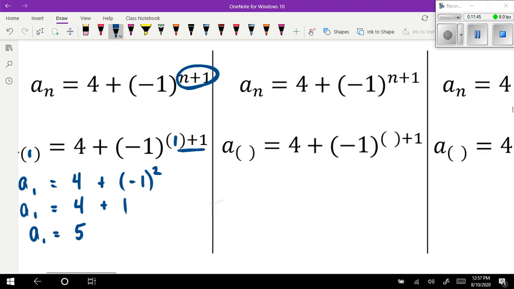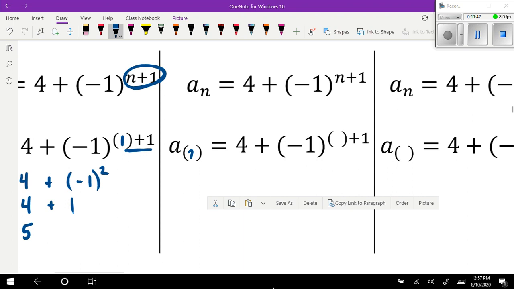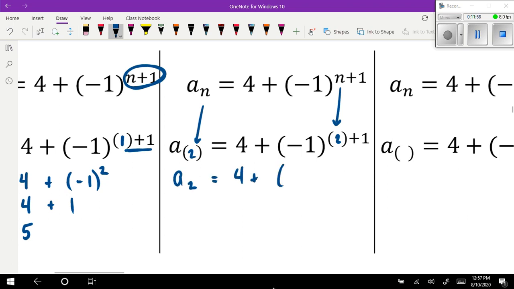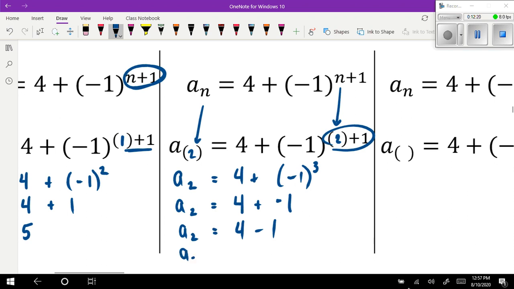Okay, let's move on to a sub 2. So I'm going to put a 2 anywhere I see an n. See that? n is 2 for my second term. So a sub 2 is equal to 4 plus negative 1. Now what is 2 plus 1? 3. So this is going to give me a sub 2 is equal to 4 plus, and negative 1 cubed is negative 1. 4 plus negative 1 is the same thing as 4 minus 1, if you will. I will leave that there, even though I don't really think we needed to write it. But that should give me a 3 for my a sub 2.